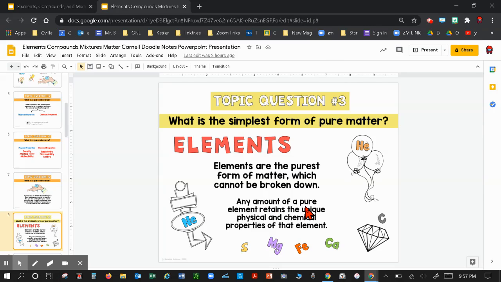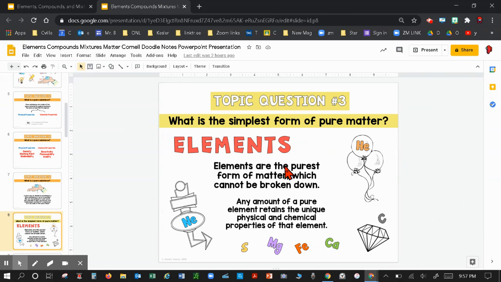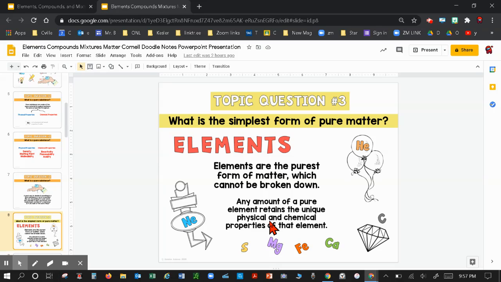As you've seen these element names before. So any amount of an element retains the unique physical and chemical properties of that element. So here we have our elements and what elements are: the purest form of matter, which cannot be broken down. Any amount of a pure element retains the unique physical and chemical properties of that element.